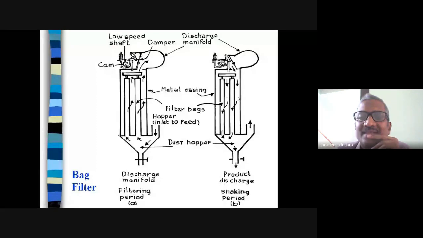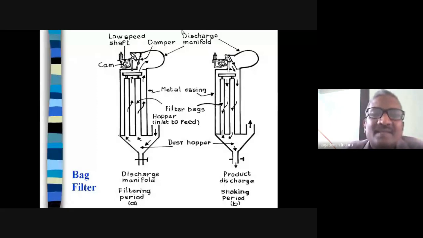Once it is falling down, the bag has all its apertures cleared, because air is forcing in the reverse direction. So all your apertures, all the pores, are getting opened. Once they are opened, this filter bag is again ready for the filtration operation. At that time, what do you do? You stop the discharge manifold at the bottom, and then you enter the upper inlet and arrange your cam and dampener in such a way that the air is allowed to go out smoothly, and you get filtered clean air coming out.